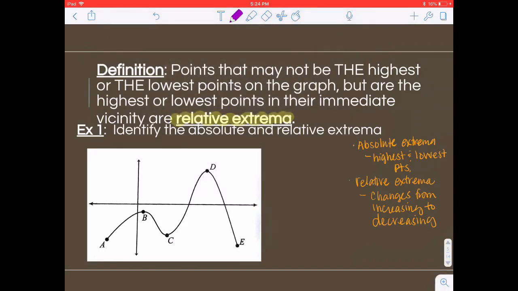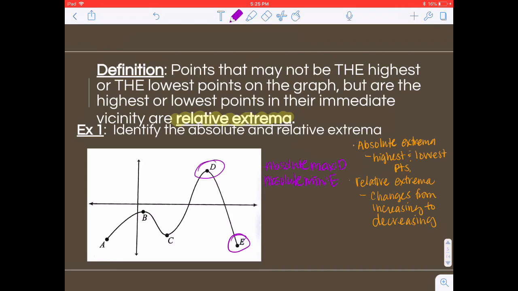So we want to identify the absolute and relative extrema of this graph here. Let's do max first. The absolute max of this function, so absolute means it's either the highest or lowest, and we're looking for the max, so that's going to be our highest point. So our max here is D, so the point D is our absolute max, and our absolute min is going to be the lowest point. The lowest point of the graph is, well, it's E, so that's our absolute min.